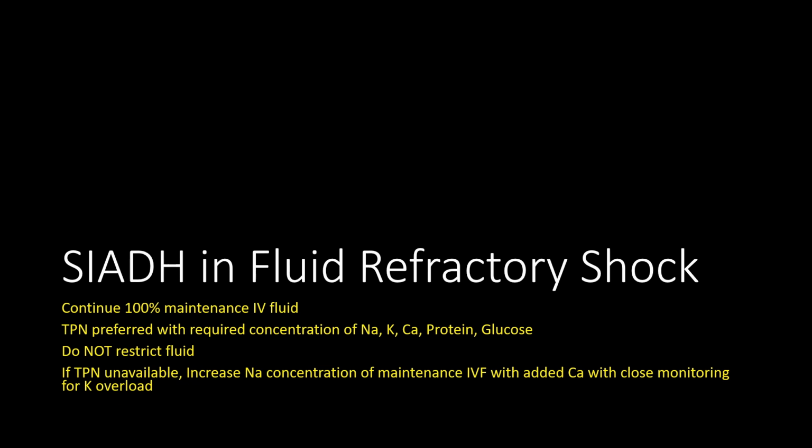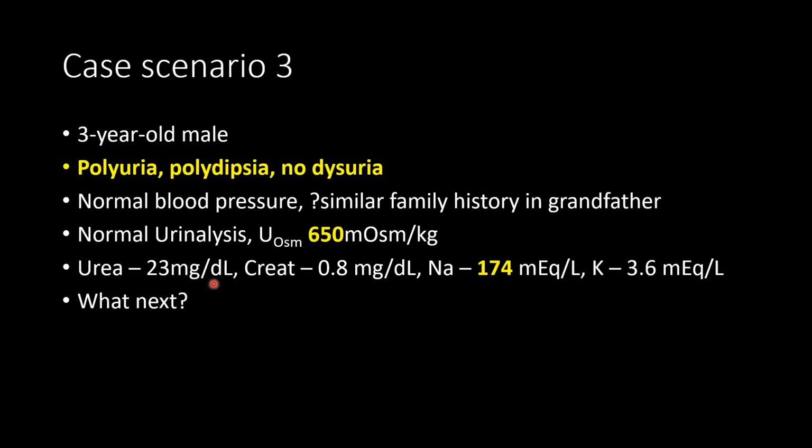Case scenario 3. A 3-year-old male child has come to you with a clinical history of polyuria, polydipsia, and no dysuria, normal blood pressure, questionable similar history in the grandfather, normal urinalysis, no UTI, urinary osmolality has revealed 650 milliosmol per kg, urea and creatinine are normal, sodium is 174, potassium is 3.6.